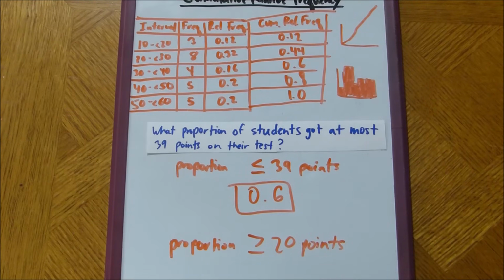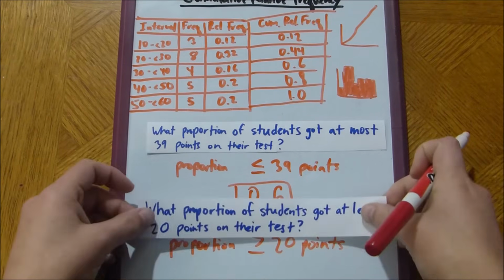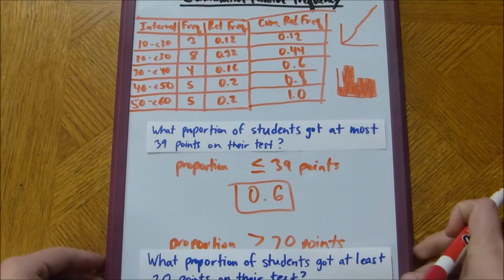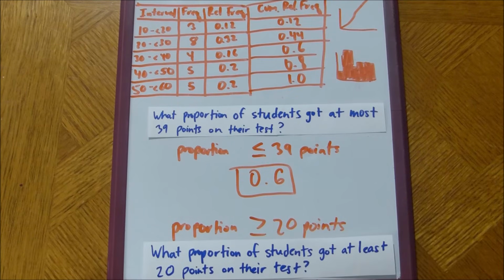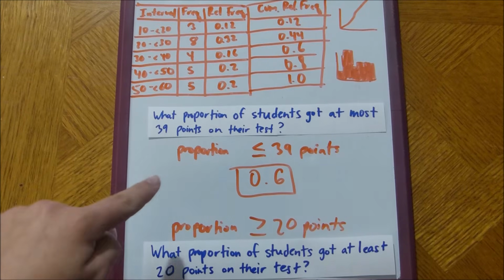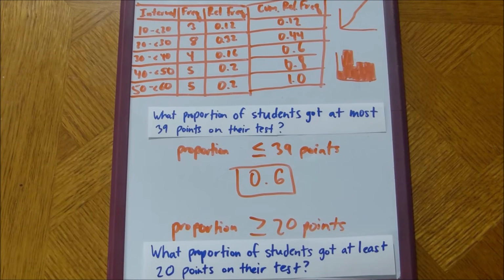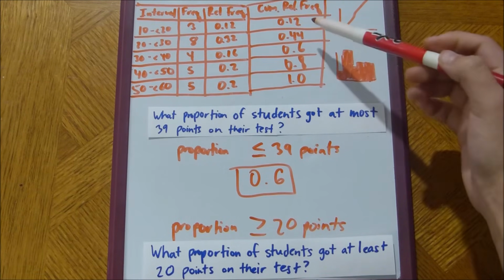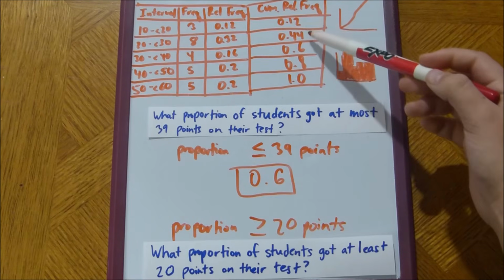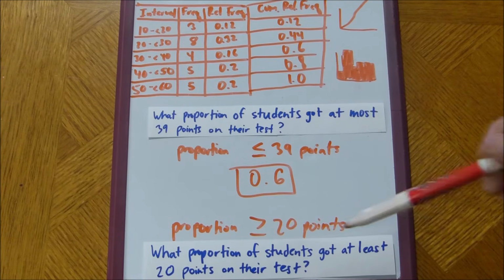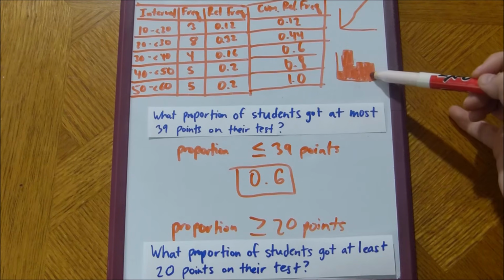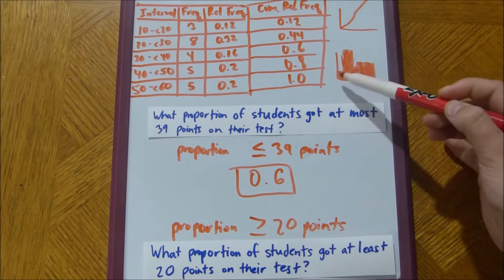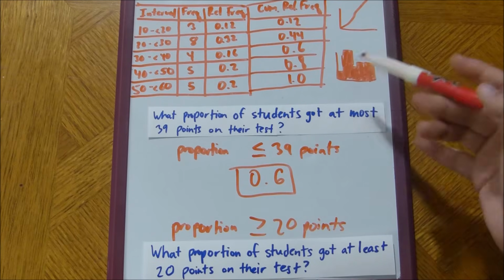Then we have our second question. What proportion of students got at least 20 points on their test? Now, this is not going to be the same thing as what we did for our first problem, right? We're not just going to be adding up these two numbers. We're asking for at least, right? So that's asking for this box, and this box, and this box. We're just subtracting this box from our total value.